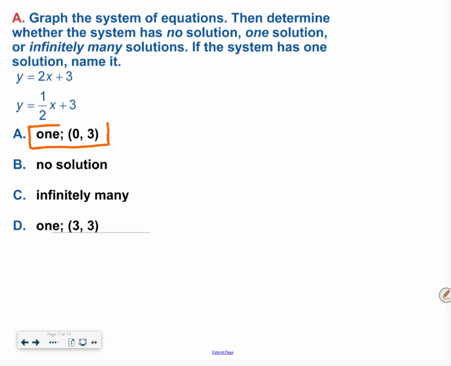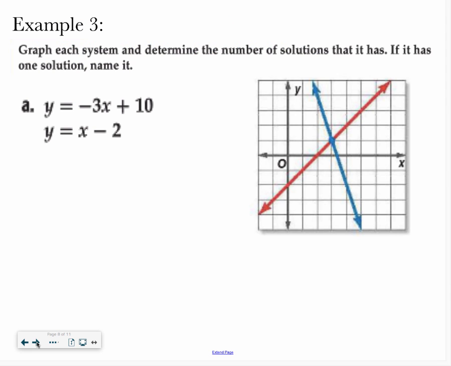Hopefully you said that there was one solution and it's at (0, 3). All right, let's look at example 3. If we graph this system of equations and we want to determine the number of solutions it has, and if it has one solution, name it.